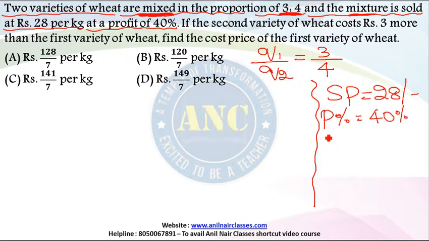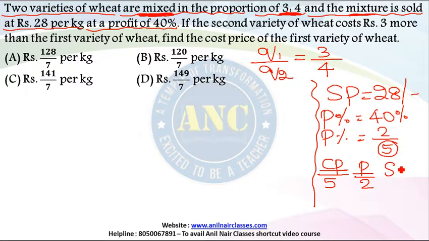Profit percentage is 40%. What is the meaning of 40%? 40% means 2 by 5. That means the denominator is 5, which is cost price. Cost price, if it is 5 rupees, profit will be 2 rupees. Selling price will be 5 plus 2, 7. But the question says selling price is not 7, it is 28. 7 into 4 is 28. 5 into 4 is 20.